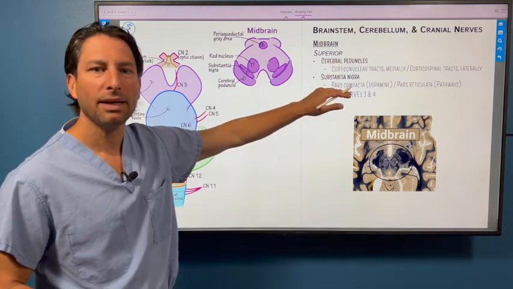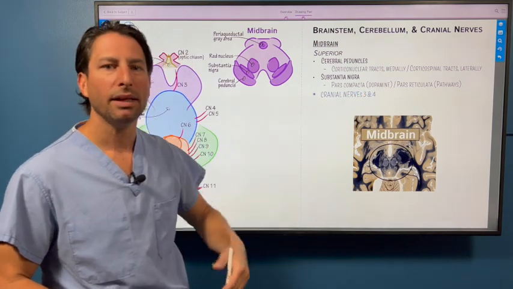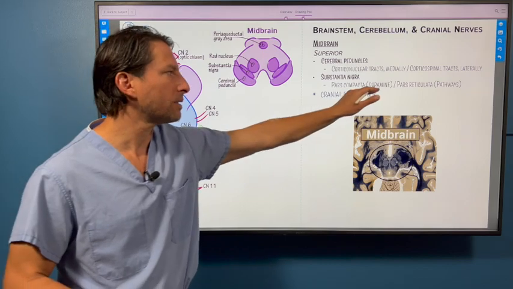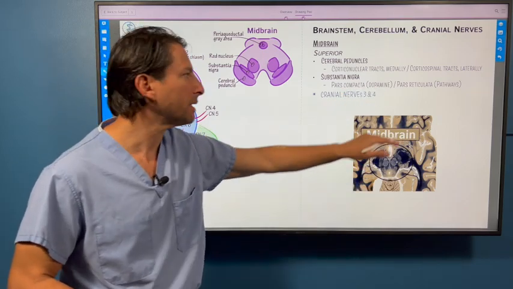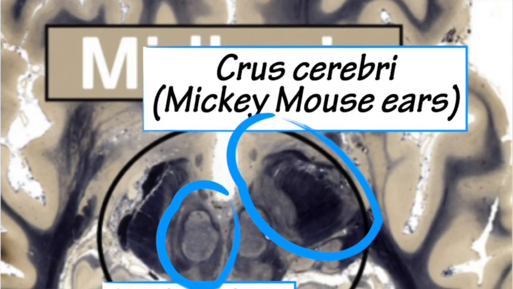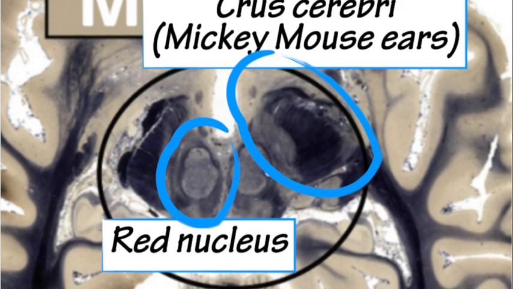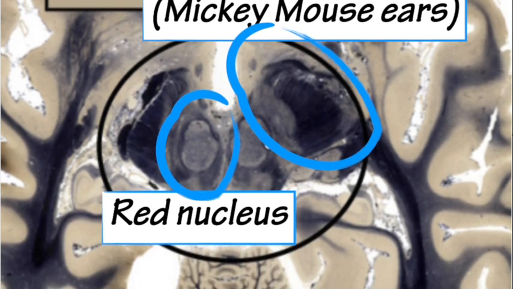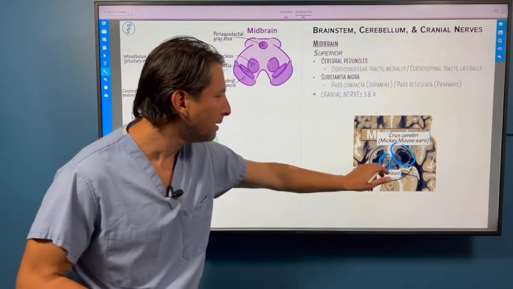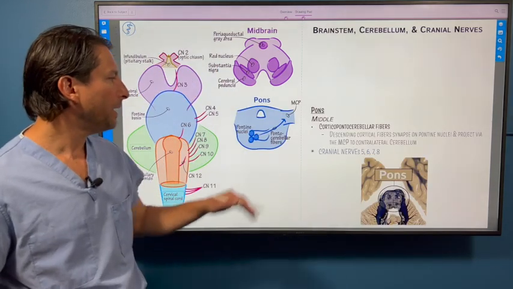The substantia nigra has two divisions, a pars compacta for dopamine. This is in Parkinson's disease, there's loss of these dopaminergic cells. And then the pars reticulata, we'll talk about in detail, these direct and indirect pathways. And then in this section here, we talked about these Mickey Mouse ears, the crus cerebri, and then this red nucleus is an identifiable structure as well.